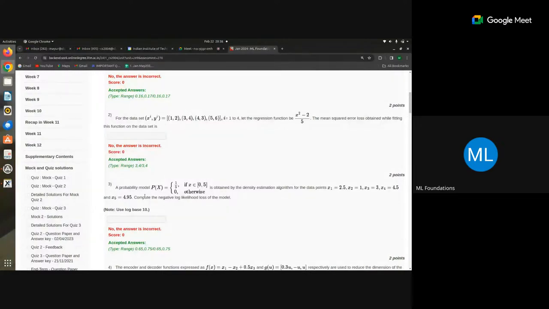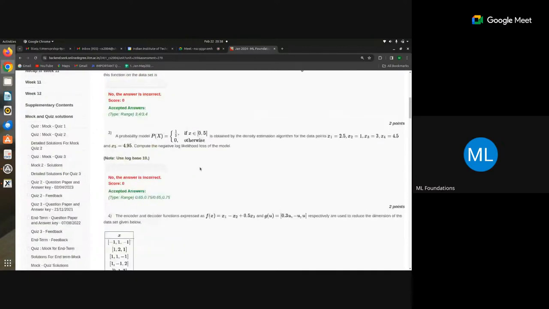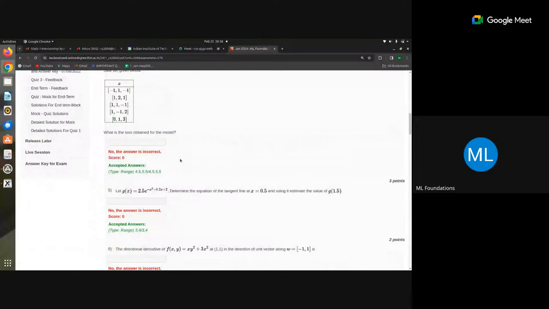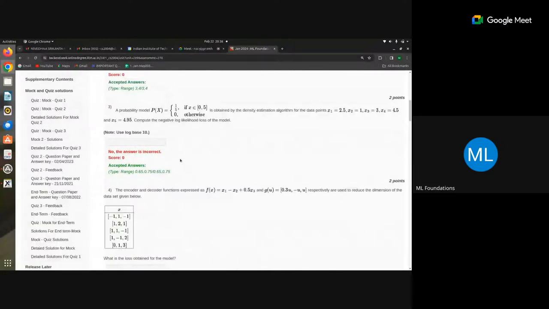Okay, so shall we go to the third question? This question is there: the density estimation algorithm. So negative log likelihood loss, we have to find it. I think this mock is including all the questions from week one anyway, so we are doing the revision anyway. So what is the question?